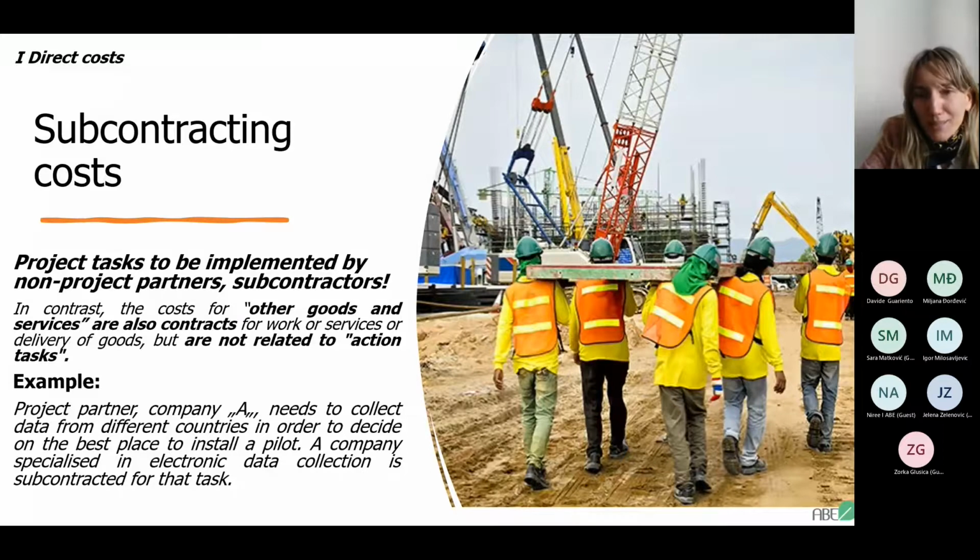To be more descriptive, again an example: we have a project partner, company A, that needs to collect data from different countries in order to decide on the best place to install a pilot. A company specialized in electronic data collection is contracted for that task. So you may see that the main activity was the installation of the pilot, but a very important supporting activity was data collection, and for that job another company is contracted.